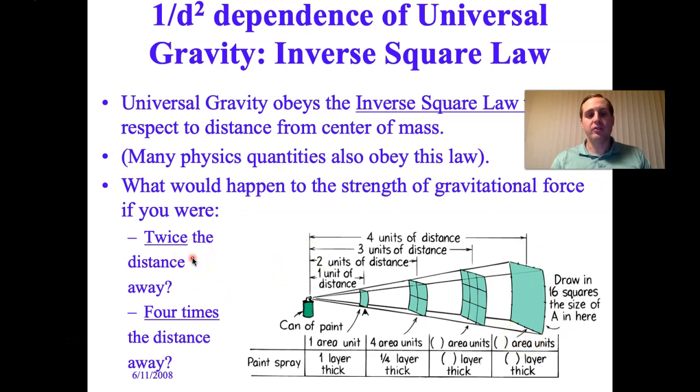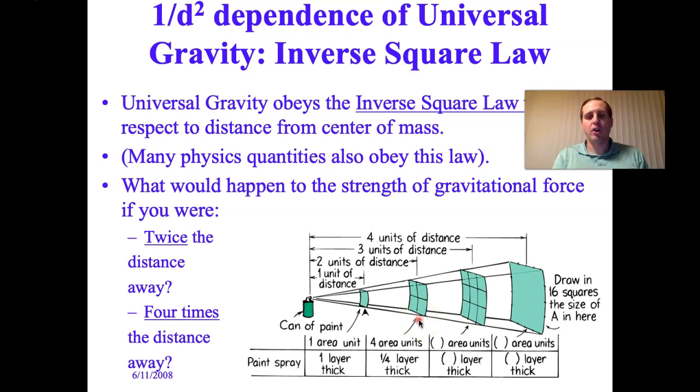Now, I've answered these questions: twice the distance away, 4 times the distance away, etc. So, here's one way to think about the spreading out of that gravity force, just like other quantities that obey the inverse square law. Imagine you have a can of spray paint that sprays horizontally and vertically. Notice that here's 1 area unit, and it's sort of 1 layer of paint thick.